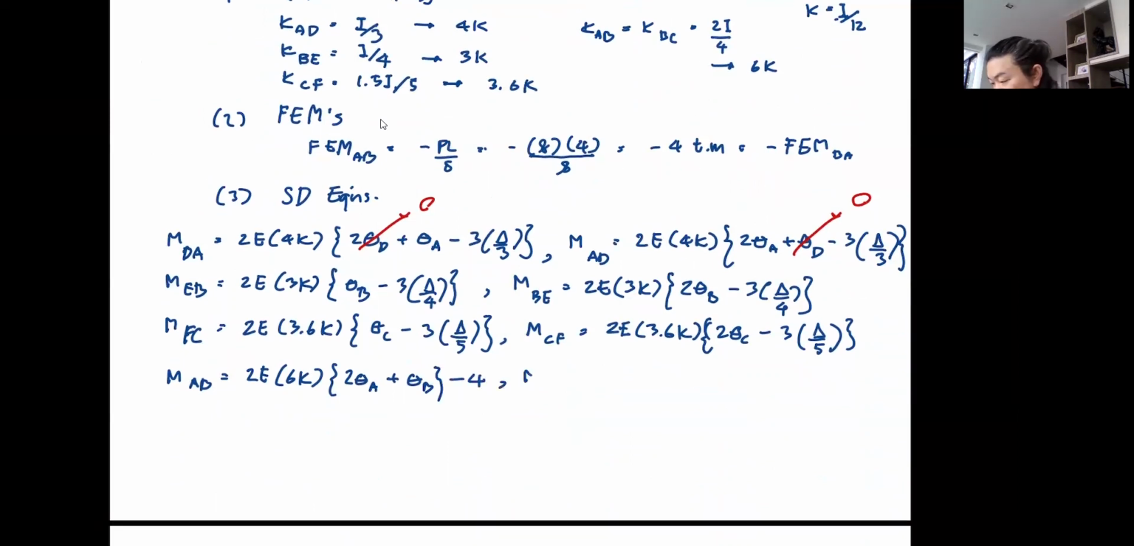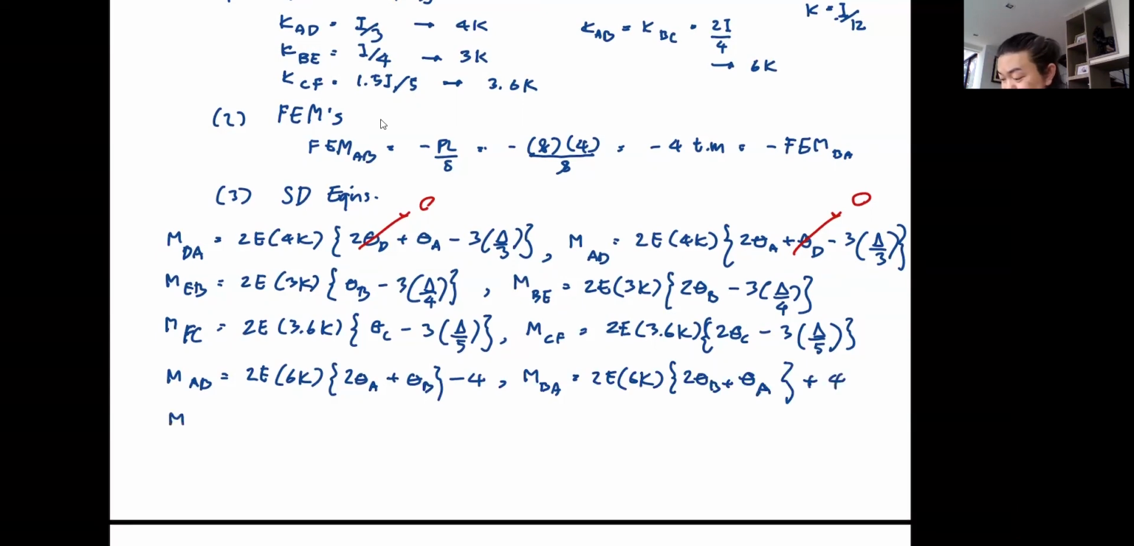And then MBA is 2E 6K 2 theta B plus theta A plus 4. Now BC is going to be pretty similar to MAB, except that we don't have fixed end moment. So just 6K 2 theta B plus theta C.